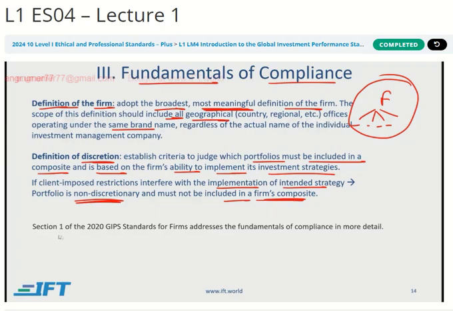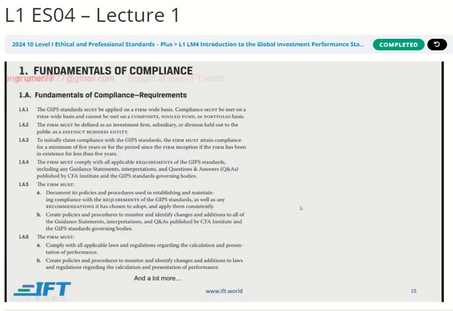Now, the CFA Institute indicates that Section 1 of the standards address the fundamentals of compliance in more detail. You are not asked explicitly to read this, but I would still encourage you to just browse through this section. So we have several points under 1A, which is fundamentals of compliance requirements. And again, I mentioned that A refers to the requirements. We will also have section 1B, which is recommendations. And I'd just highlight a couple of points here. The first one is that the GIPS standards must be applied on a firm-wide basis.